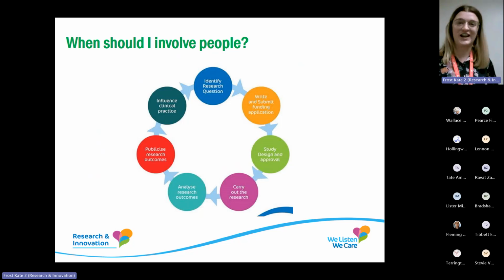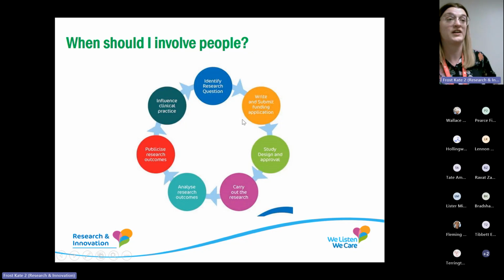Here is the research life cycle, and these are the key points identified within a research life cycle. So the key areas of where we can involve patients and the public. We spoke a lot about identifying a research question. Key, writing and submitting a funding application, so further development of identifying a research question, how that would look in practice. Mandatory at this point. Hopefully, once you receive a funding application, submitting for ethics approval. So looking at design and approvals process, again, mandatory here.